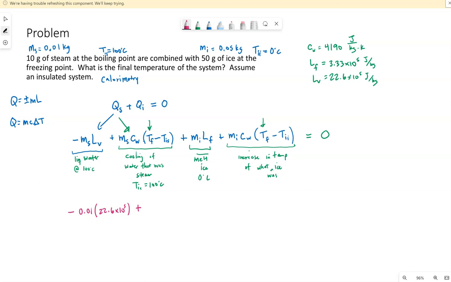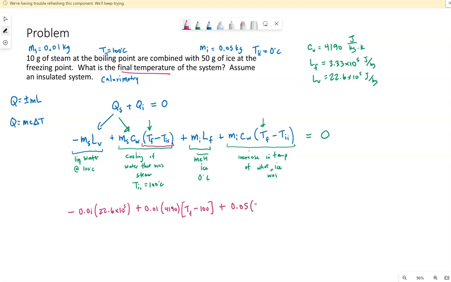Now this second term is going to be negative, but the negative sign comes because of the delta T. T final is this final temperature of the system that we're looking for. T initial is 100 degrees Celsius. So T final being smaller than 100, this term would end up being negative. So I don't need to put a negative sign on it like I did on the first term. I did need that first negative sign.